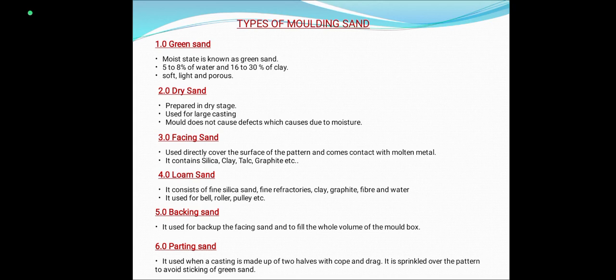Facing sand. Used directly to cover the surface of the pattern and comes in contact with the molten metal. It contains silica, clay, talc, graphite. Loam sand. It consists of fine silica sand, fine refractories, clay, graphite, fiber, and water. It is used for bell, roller, pulley, etc. Backing sand. It is used for backup of the facing sand and to fill the whole volume of the mold box. Parting sand. It is used when a casting is made up of two halves with a cope and a drag. It is sprinkled over the pattern to avoid sticking of the green sand.